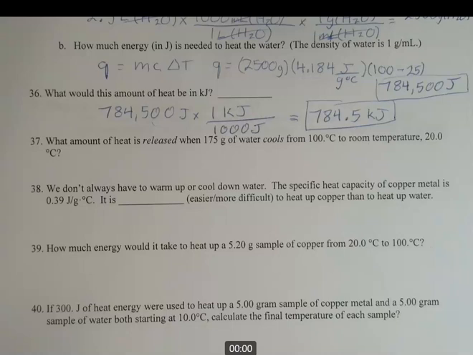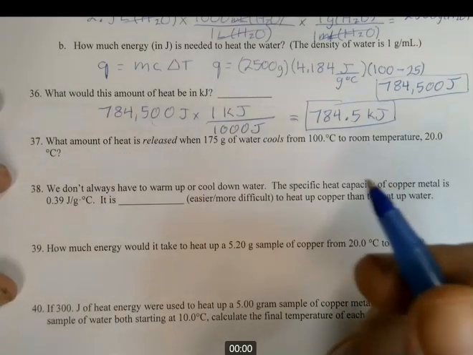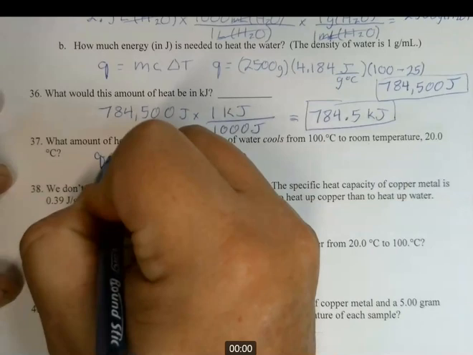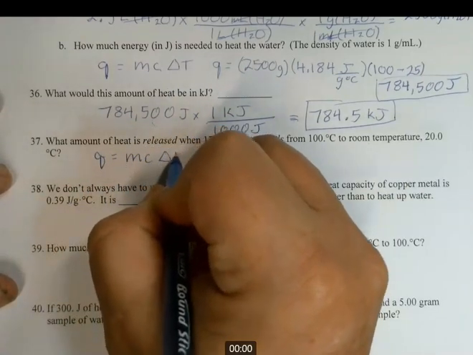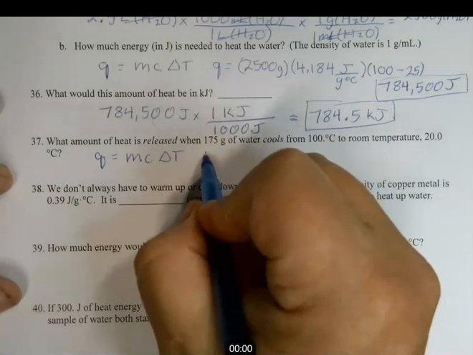So it's 80 degrees on the centigrade scale, and it's 80 degrees on the Kelvin scale. So it doesn't matter, as long as it's a temperature change, you can use either scale. All right, so what's the amount of heat released? Heat released means heat's going to be a negative number, because we're taking heat out of our bank account. It's going out of our bank account. So it's going to be Q equals MC delta T. Okay, so the mass is 175 grams.